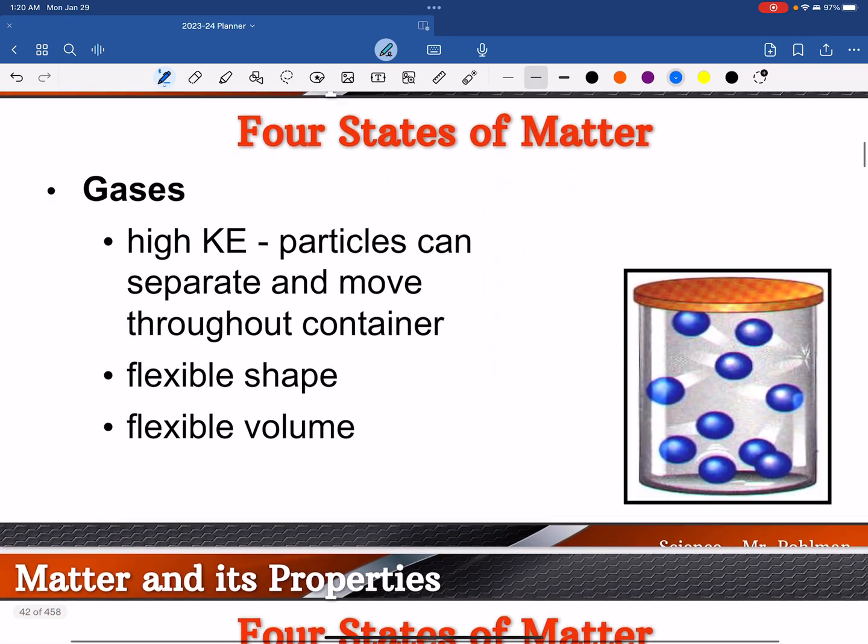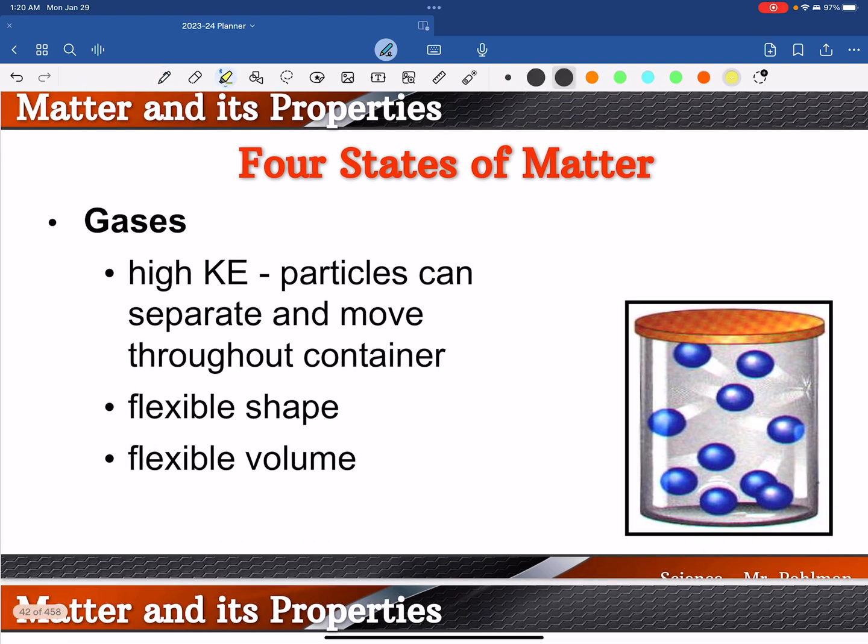All right, so we have our fourth state of matter. Our fourth state of matter is going to have a greater amount of kinetic energy, enough kinetic energy that the particles are now freely moving about the whole entire container. Now, if they're moving about in the whole entire container, they're going to have a flexible volume, and because they're moving around, they're going to have a flexible shape. So gases, like I mentioned before, gases are compressible. All right, so are compressible.